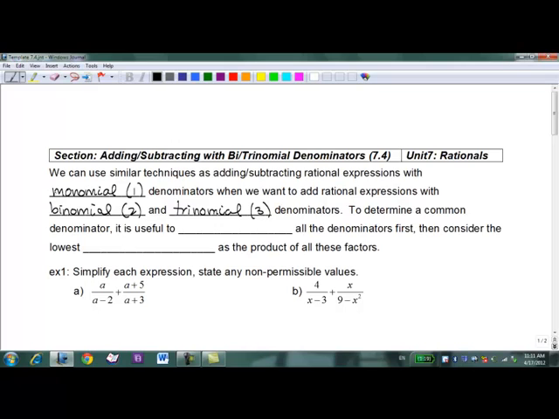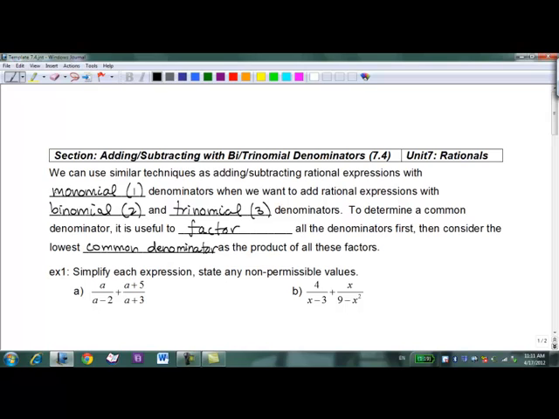To determine a common denominator, it is useful to, again, factor. That's really a big theme in this year. Factor all the denominators first, then consider the lowest common denominator. So nothing much different from the monomial stuff, but let's take a look here.